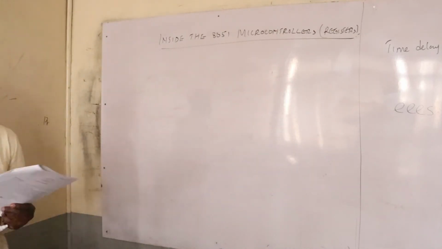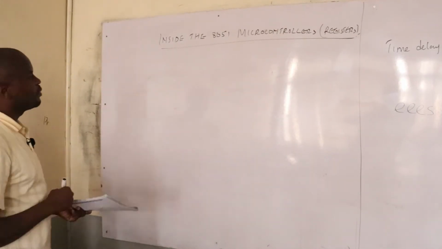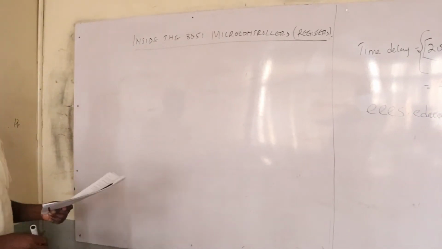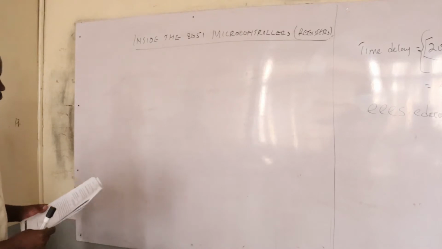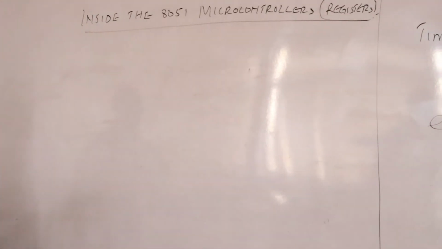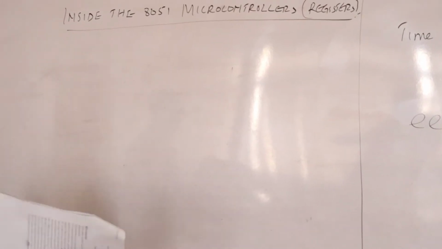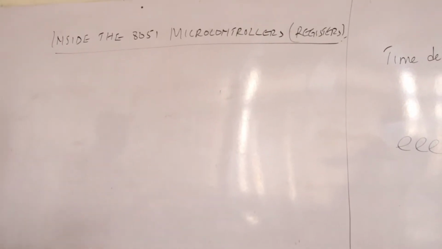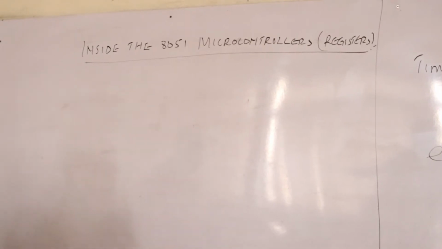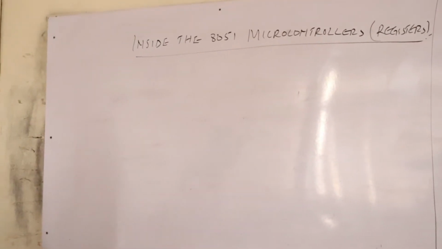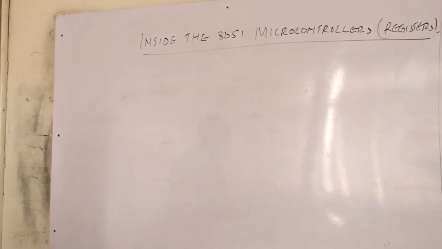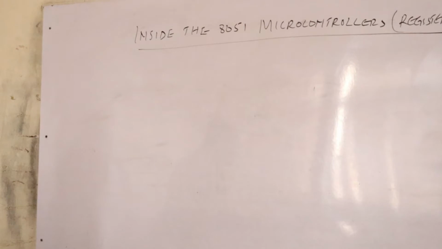So in the last part, we did talk about some of the instructions like R3, and I know maybe some of us were not aware of what we were talking about. So I want us to look at what is always in the 8051 microcontrollers, especially with reference to the registers of the 8051 microcontroller. It has widely used registers.